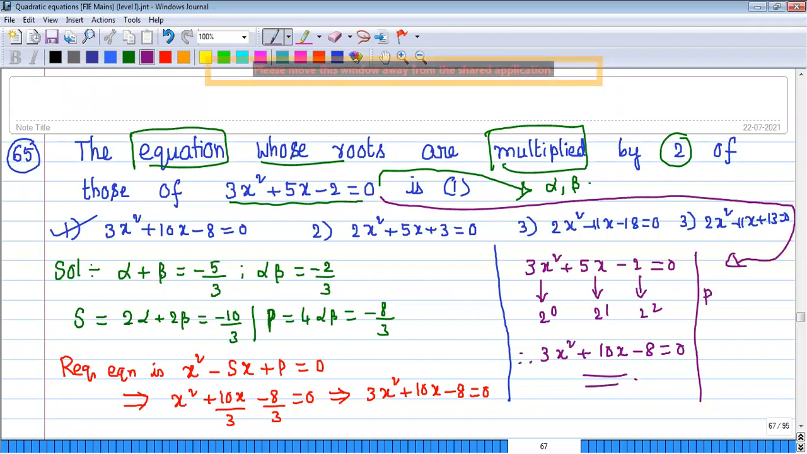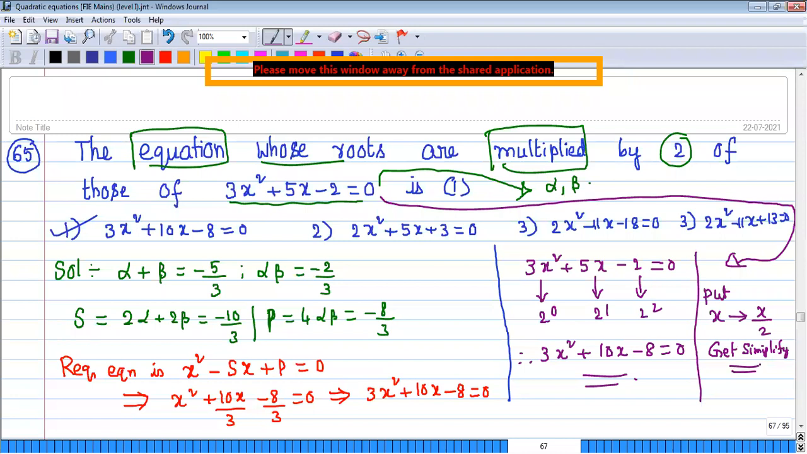Or else, in this equation put x upon 2 in the place of x and get simplified. You will get the answer.